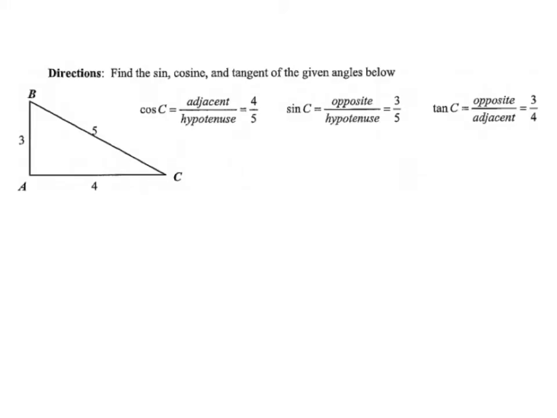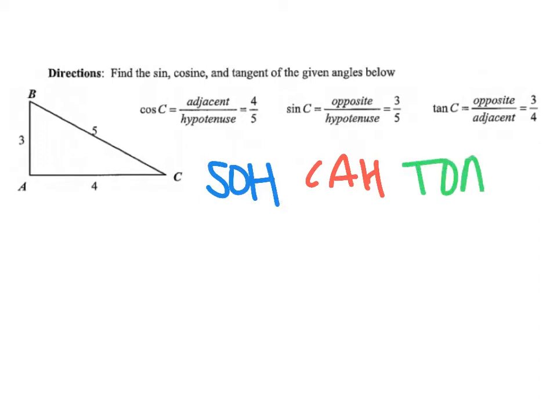Alright, just like in the last video, to find sine, cosine, and tangent of the given angles below, cosine is adjacent over hypotenuse, and that's why we call that CAH. Sine is opposite over hypotenuse, and that's why we call that SOH. And tangent is opposite over adjacent, and that's why we call that TOA.